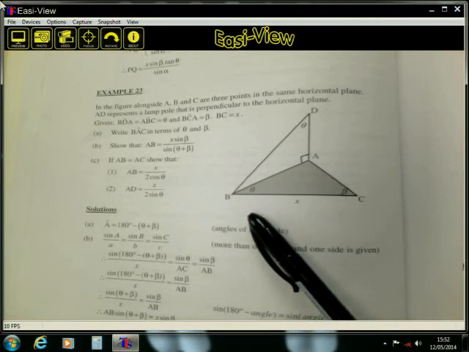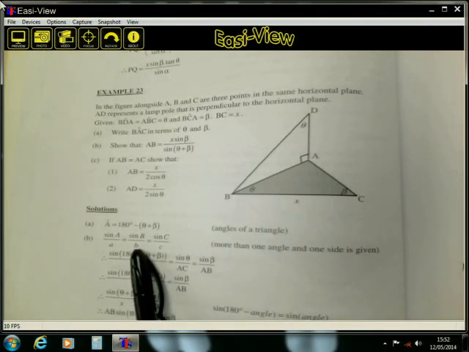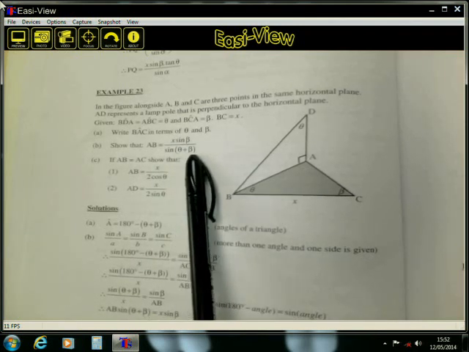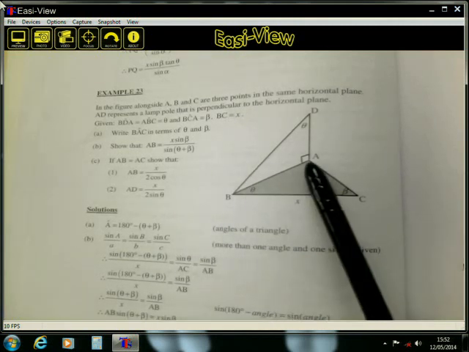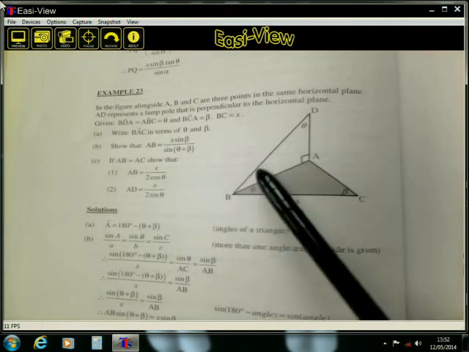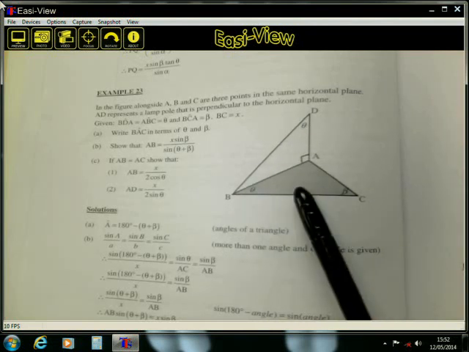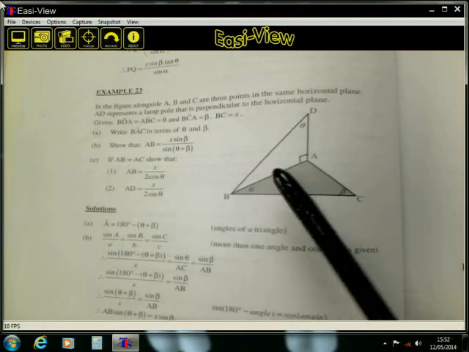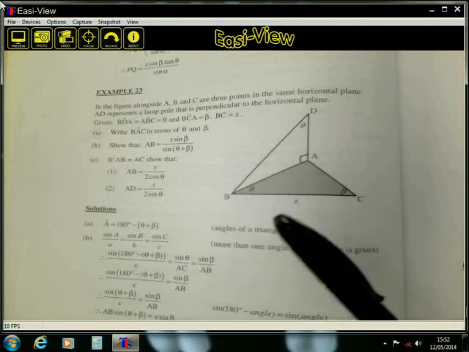And then it is said, show that AB equal to x sine beta over sine theta plus beta. Now look at AB. What do you notice about it? It is part of this triangle. It is also part of this triangle. It is what we call what? The link, which means you're going to use it here, and you'll come back and use it here.